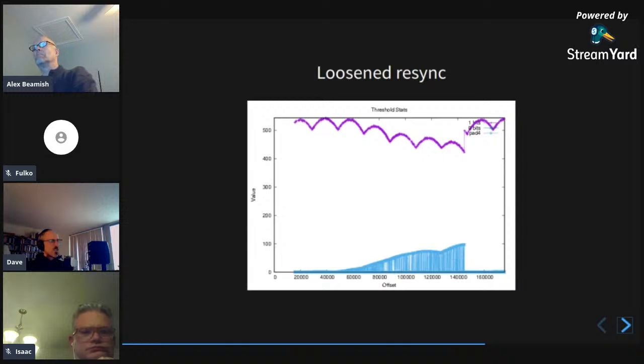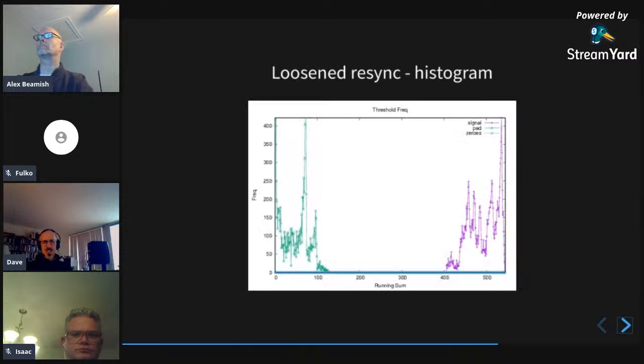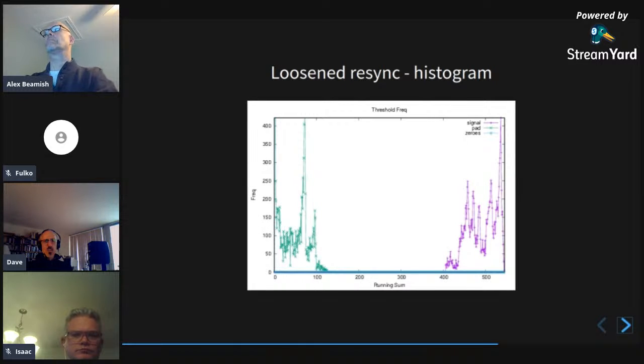If I take away the resync or make it really, really loose, you can see why things would fail for larger file sizes. The signal starts drifting into the pad bits, and there's less and less signal until eventually I can't really determine anything at all. And with the loose resync, you can see things spreading out.